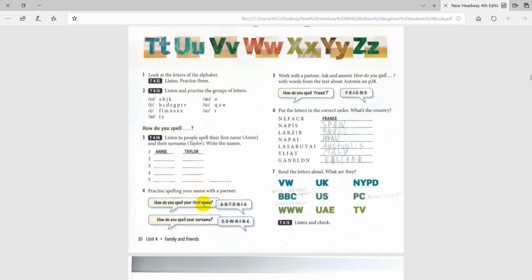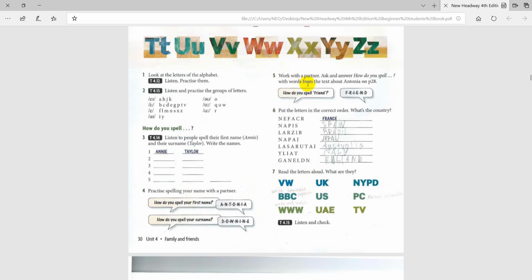Practice spelling your name with a partner. How do you spell your first name? A-N-T-O-N-I-A. I don't like to hear anyone say ah. No, it is not ah, it is a. How do you spell your surname? D-O-W-N-I-N-G. This is exercise number 4.